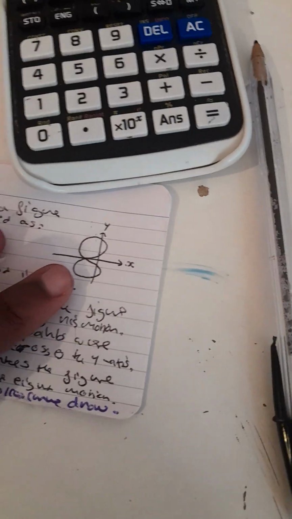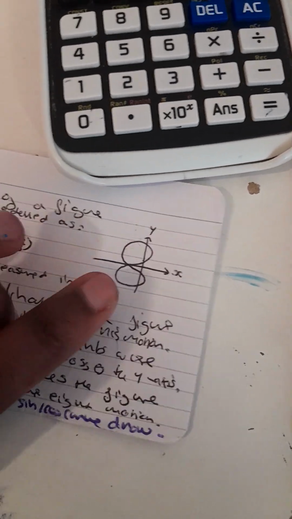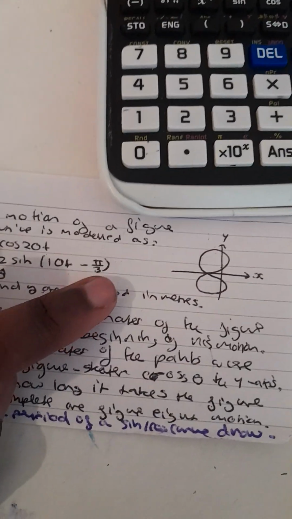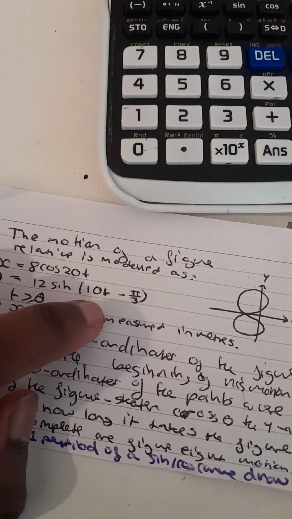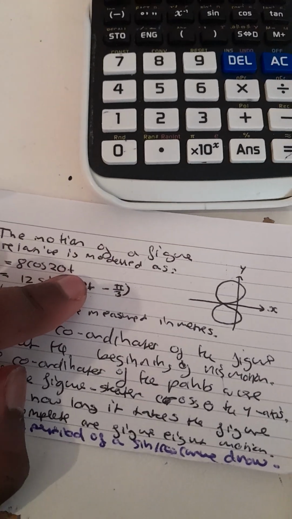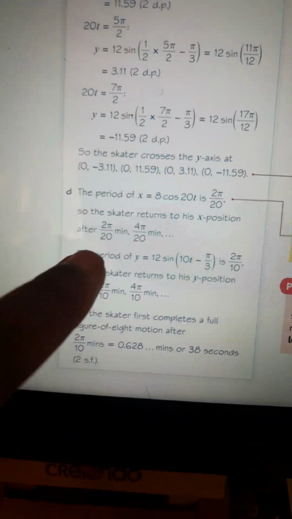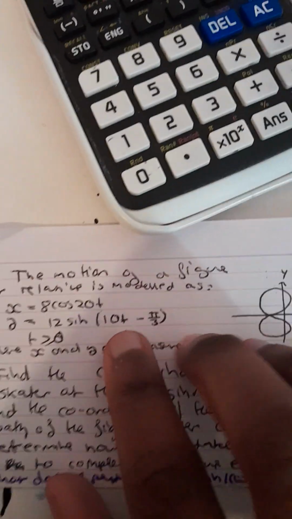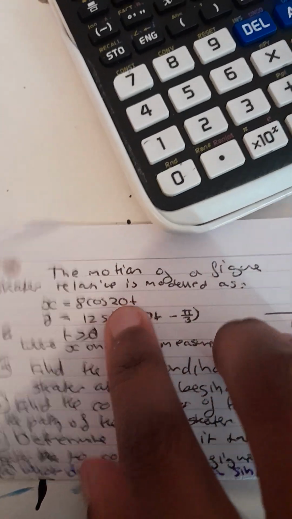So taking it back to this question, a period is 2 pi. I told you already, this is just a translation, so we don't have to think about that. 20t is equal to 2 pi. I did some working out earlier. Oh, that's horrific. So if we look inside here, 20t is equal to 2 pi.